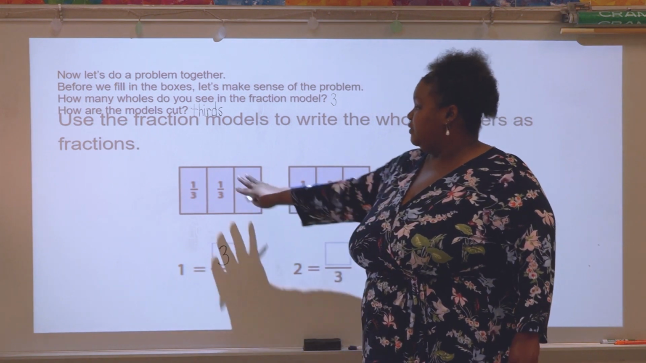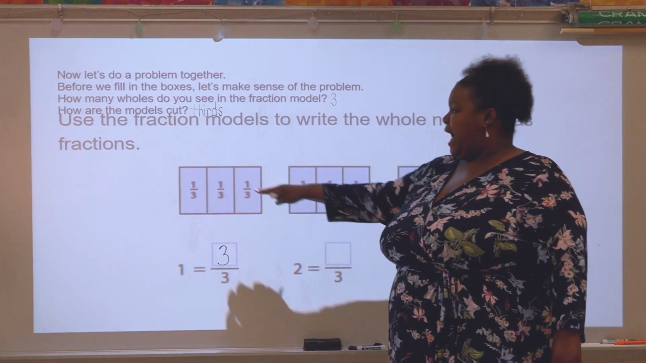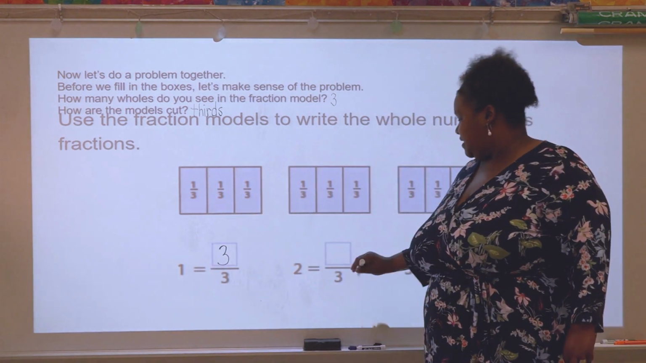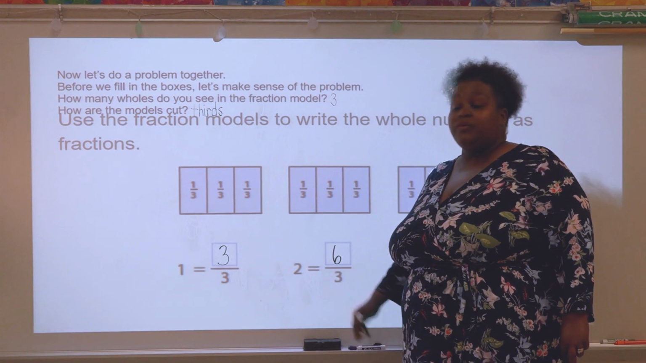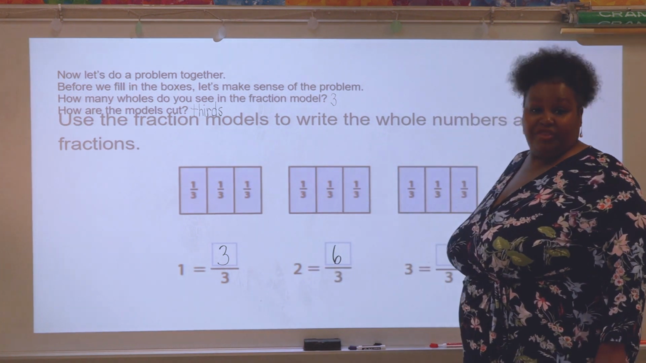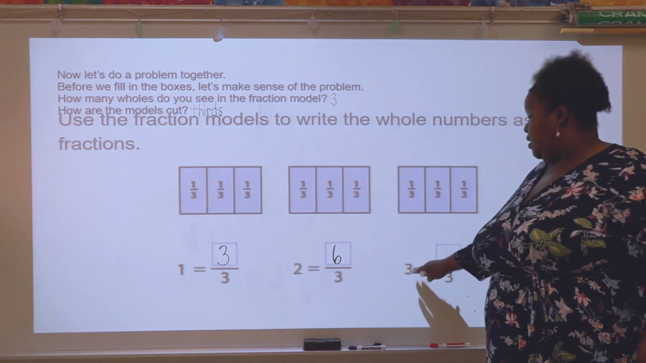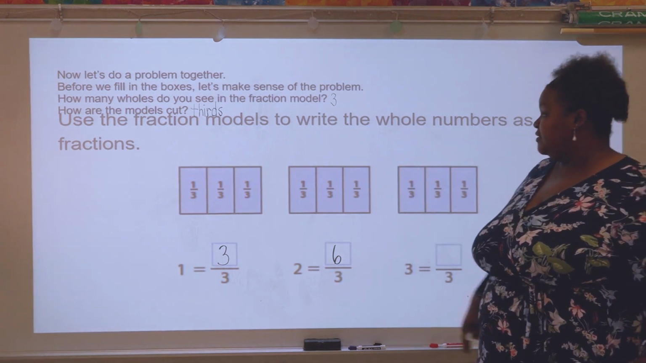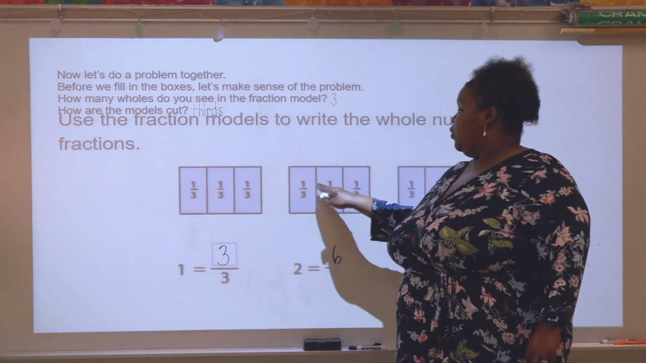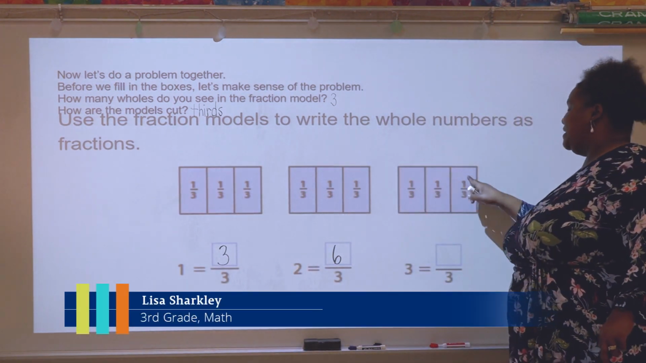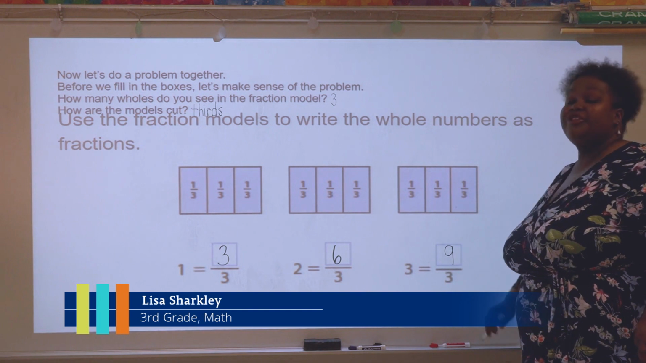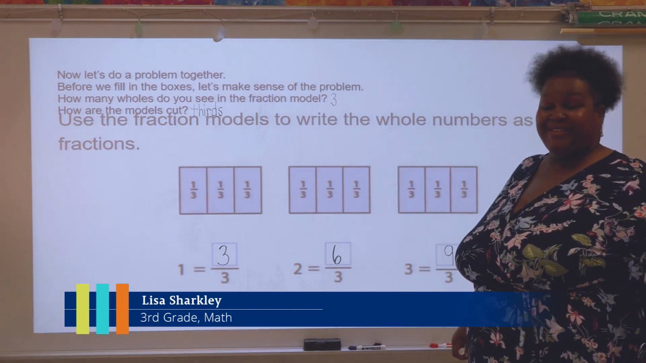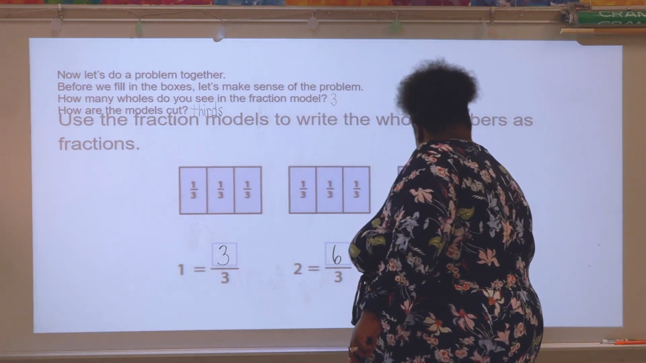Let's see, 2 holes. 1 hole, 2 holes. I need to count both of them. 1, 2, 3, 4, 5, 6. 2 holes is equal to 6 thirds. Now this one wants to know all 3 holes are equal to how many thirds? 1, 2, 3, 4, 5, 6, 7, 8, 9. Good job for finding 6 thirds and 9 thirds.